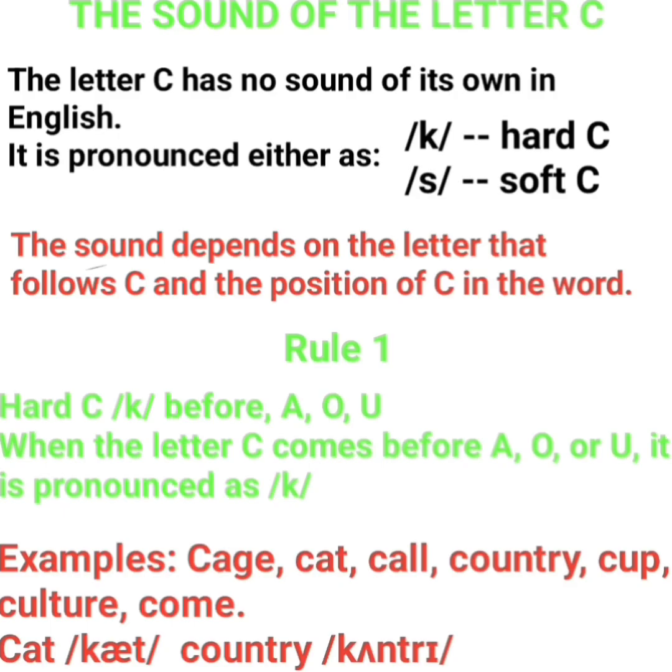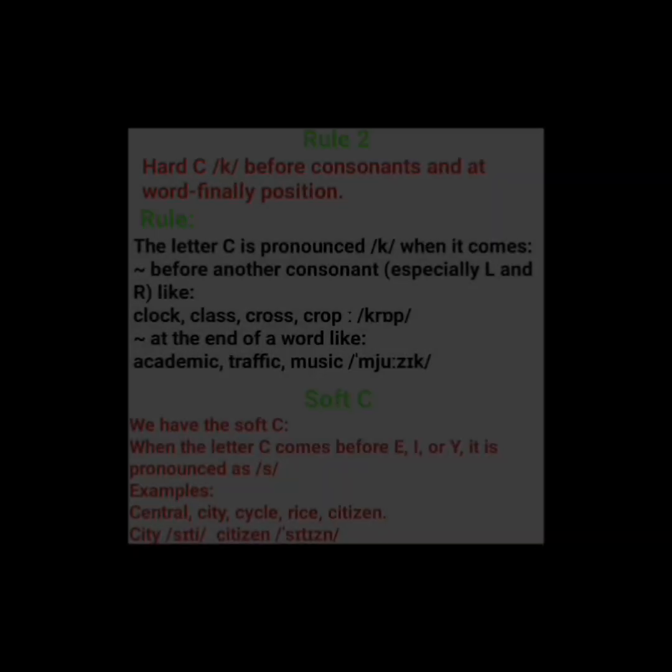So if it sounds as K, it is a hard C, and soft C for S. So these are the examples. The sound depends on the letter that follows C and the position of C in the word. Rule 1. We have hard C, which is pronounced as K whenever it is followed by A, O, or U. So for instance, cage, cat, call, country, cup, culture, come. In all these, we have hard C, and it gives K.